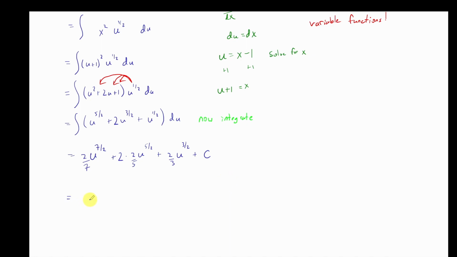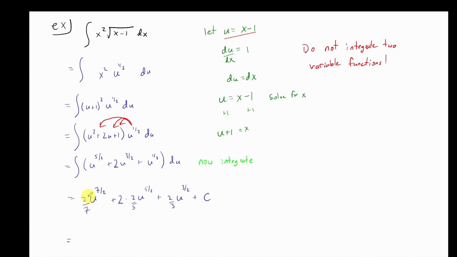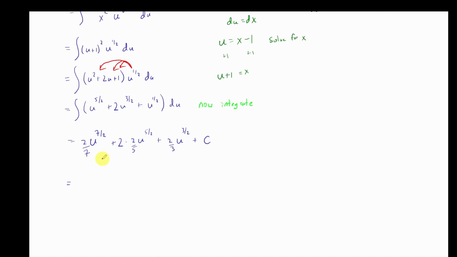Now we can go back. Remember that u is equal to x minus 1. So we're going to have 2 sevenths x minus 1 to the 7 halves plus 4 fifths x minus 1 to the 5 halves plus 2/3 x minus 1 to the 3 halves plus c.